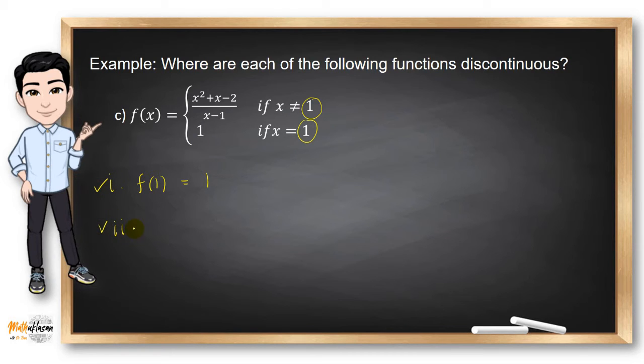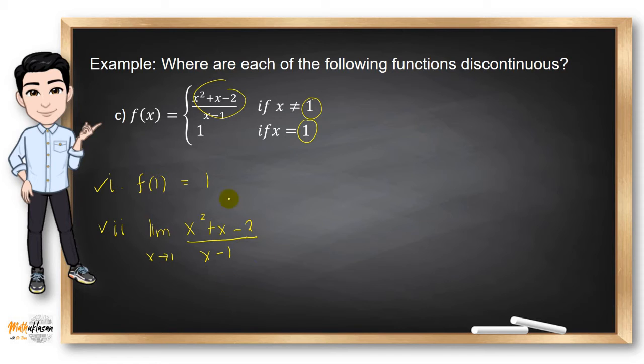How about the limit of this function? Well, it is defined at f of 1. Pero it doesn't necessarily mean that this is the limit. So therefore, we need to check if the limit of this one, particularly x squared plus x minus 2, as x approaches 1 does exist.